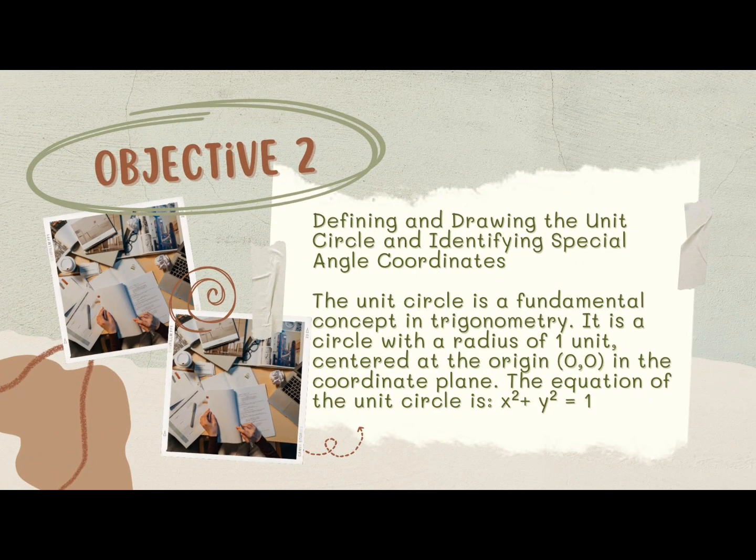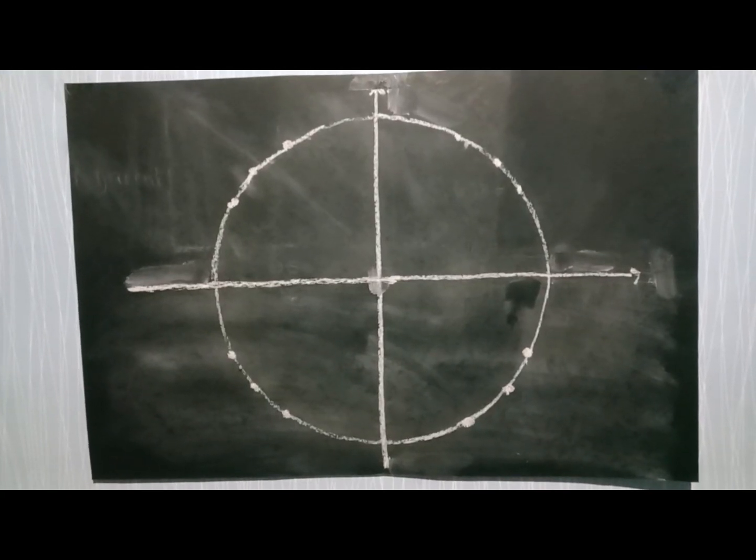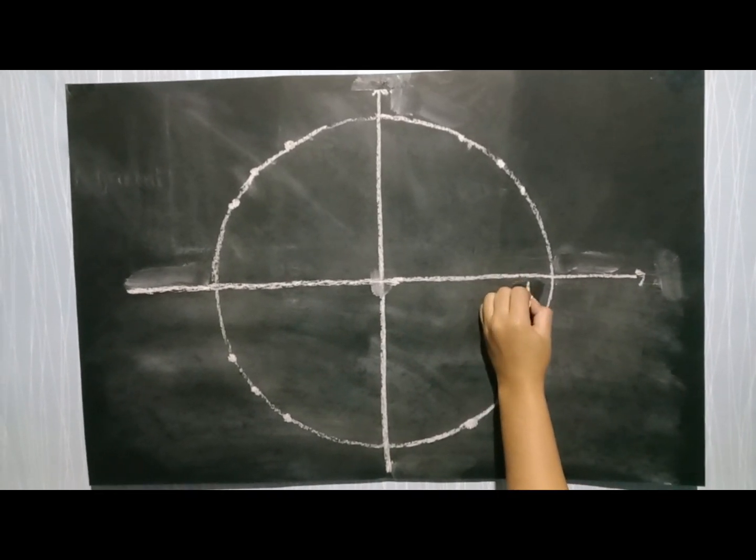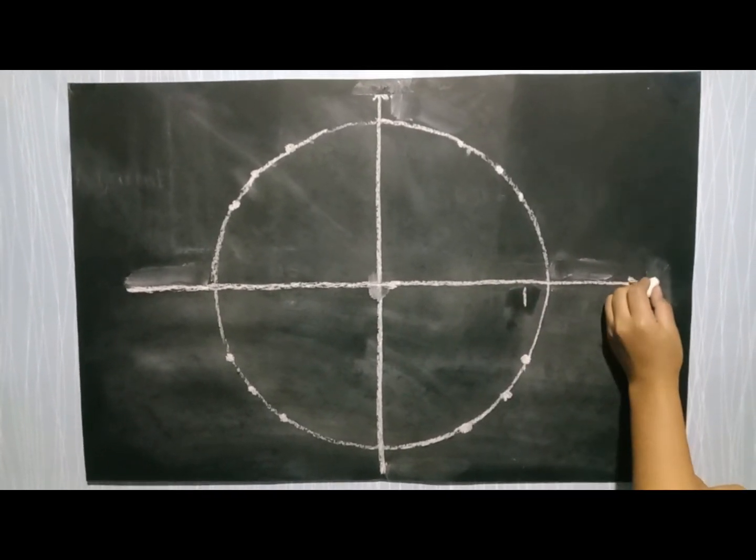Defining and drawing the unit circle and identifying special angle coordinates. The unit circle is a fundamental concept in trigonometry. It is a circle with a radius of 1 unit centered at the origin (0, 0) in the coordinate plane. The equation of the unit circle is x squared plus y squared equals 1. So now, we are going to learn and understand the unit circle. The radius of the unit circle is always 1.